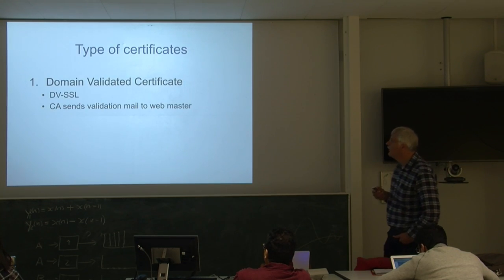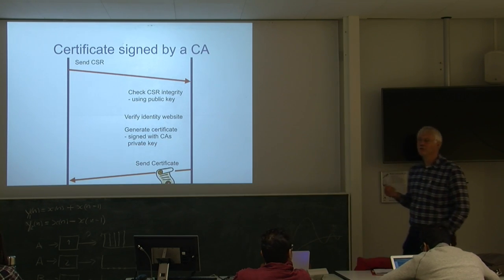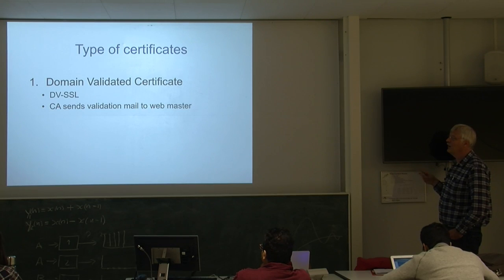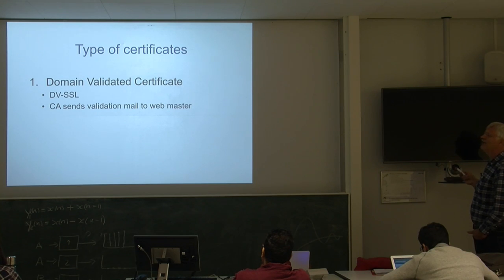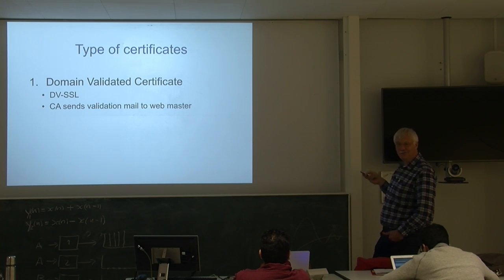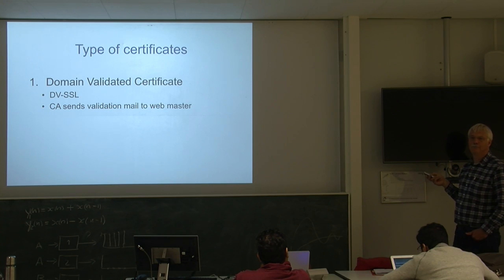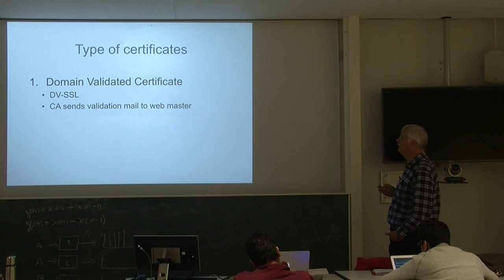But here you see they verify something. How do they verify? There are multiple ways of doing that, and depending on where you read, you see slightly different terms. One is the domain validated certificate. That's the easiest. It's called DV SSL. The certificate authority sends a validation mail to the webmaster. So if you have access to the email of utwente.nl, then you can get a certificate. So it's not very strong, but it's relatively easy, and for many private people this may be sufficient. For a bank it's certainly not sufficient.